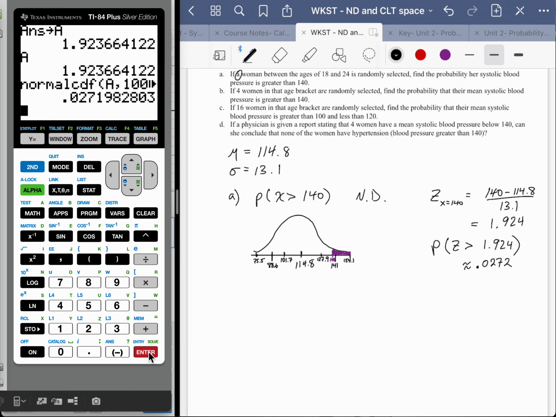Anyway, so 4 women in that age bracket are randomly selected to find a probability that their mean systolic blood pressure is greater than 140. So this is basically saying that if we wanted to create a random selection, that random selection wouldn't consist of just one person. It would consist of a cluster of 4 people. The probability that on average their blood pressures were above 140, that would be what we were looking for here.